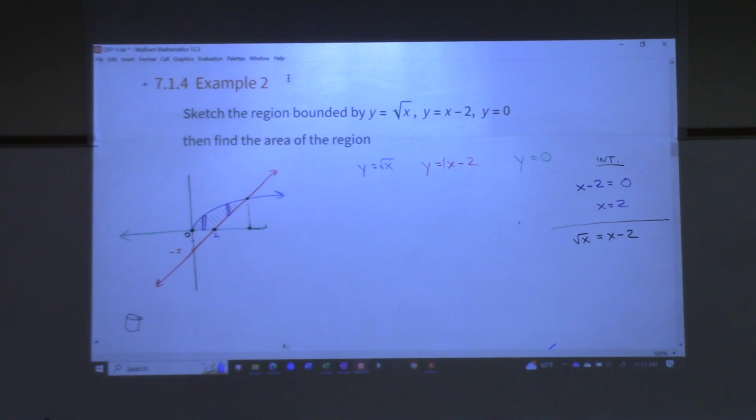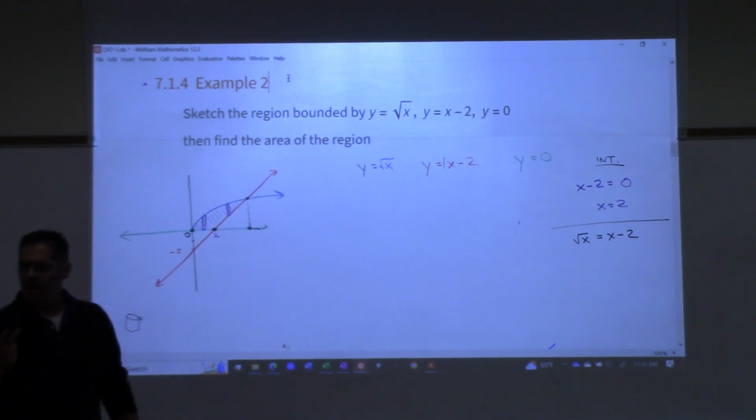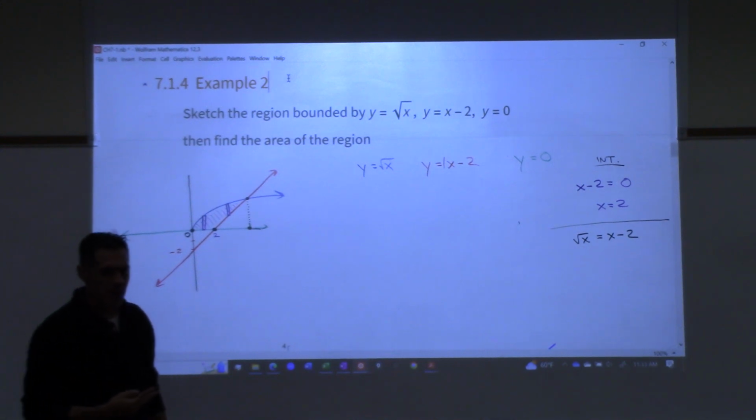Call a radical equation or a root equation, and there's a set of steps to solve them, just like with quadratics. Step number 1, isolate the radical. Get the radical by itself. That's already done. Second step, square both sides of the equation.